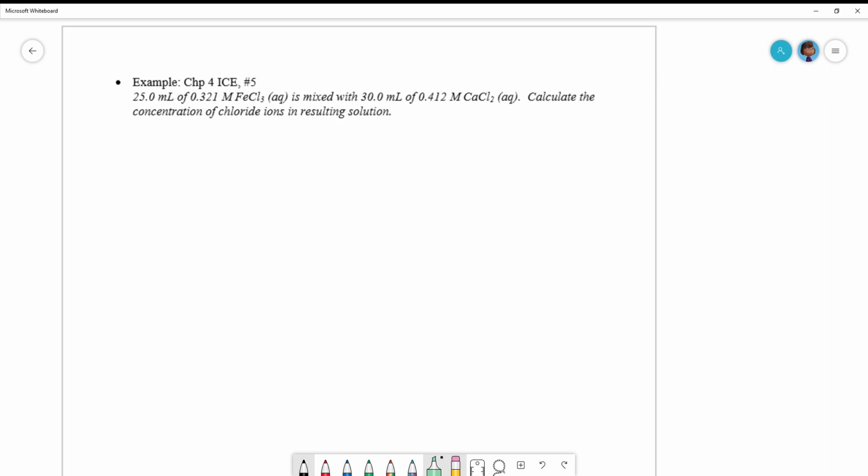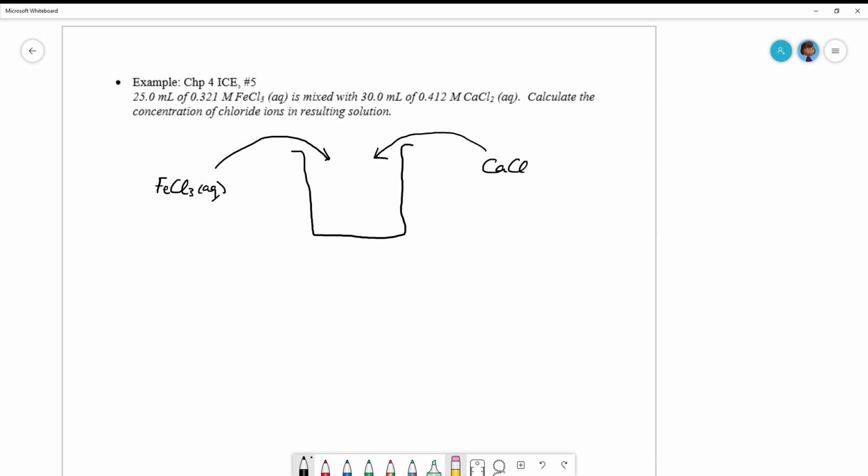Oh boy. So this is definitely a job for drawing a picture to help you think about the information you've been provided with. So what are you doing? You're mixing 2 solutions together. What are the 2 solutions you're mixing together? Well, one of them is FeCl3 aqueous, and the other one is CaCl2 aqueous. Now, both of these solutions are solutions of a strong electrolyte.